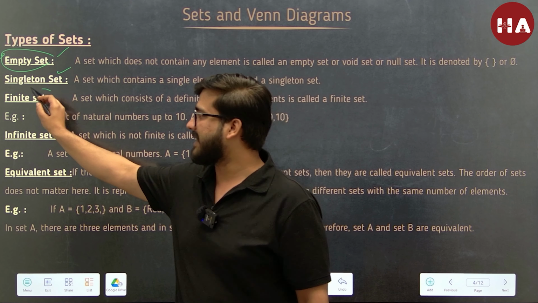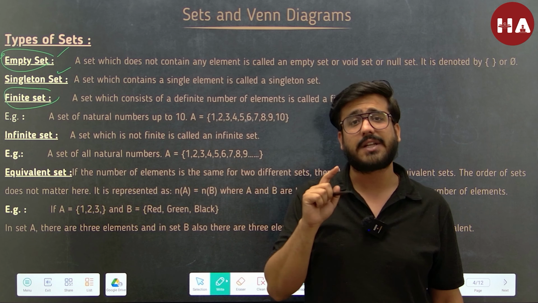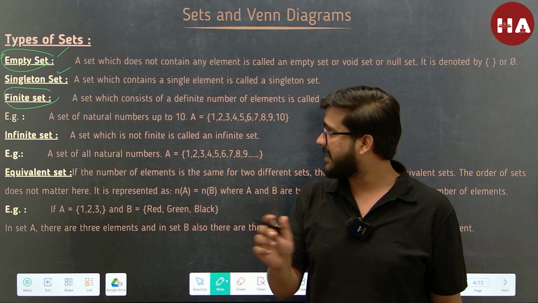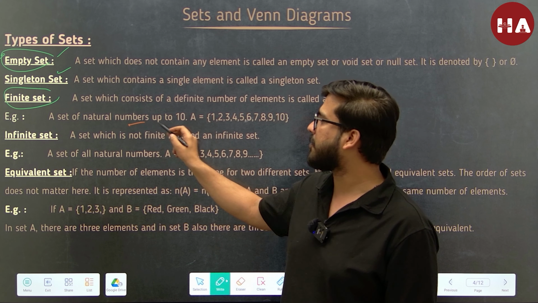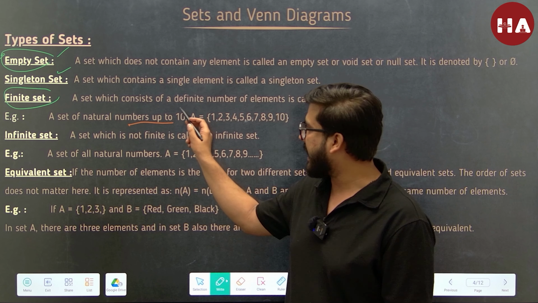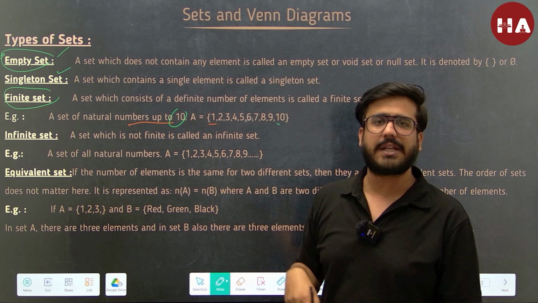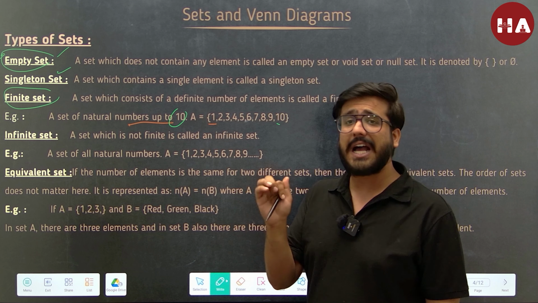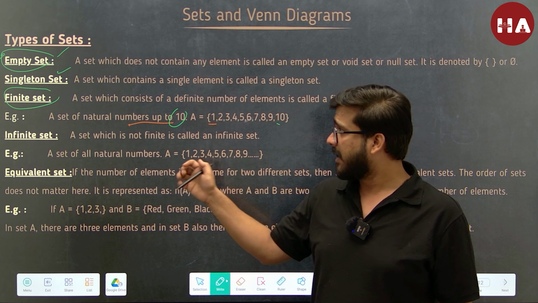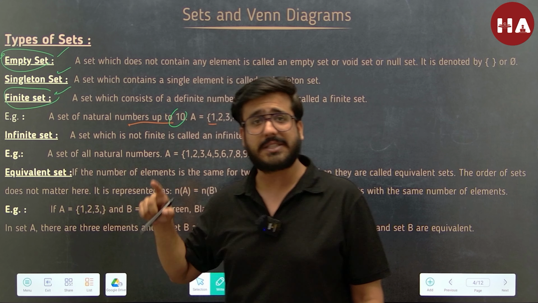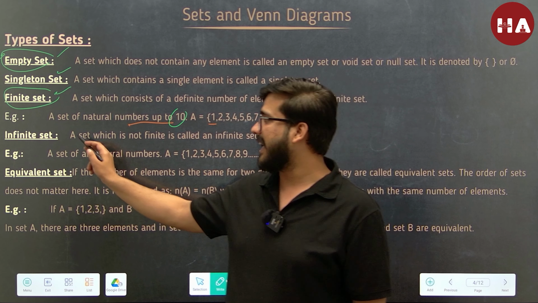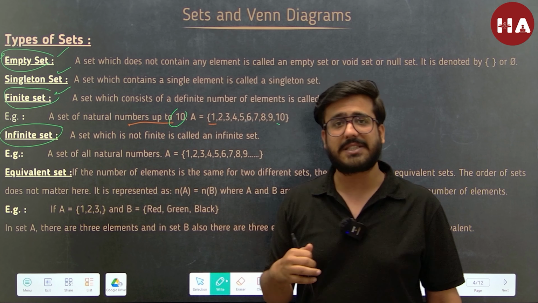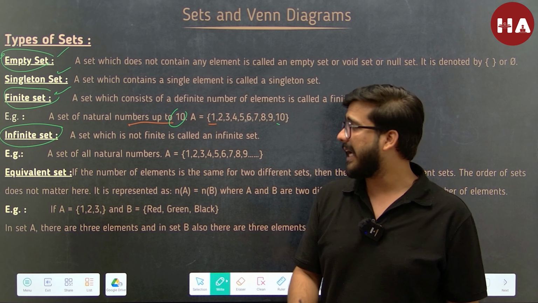Finite sets are sets which have a limited number of elements in them. For instance, natural numbers up to 10. I know that 1 to 10 are the natural numbers, so I have a limited set of natural numbers in a set. Then infinite sets. These are sets whose values are continuous and never ending.